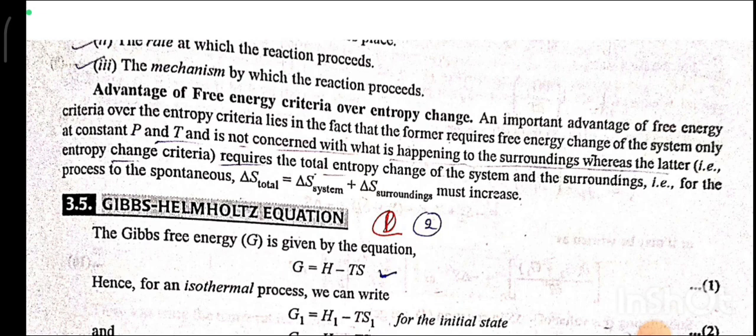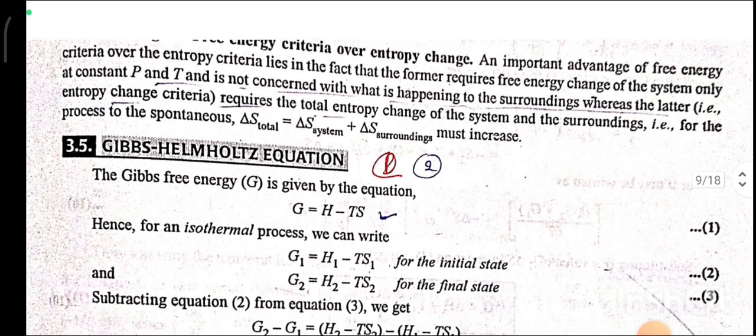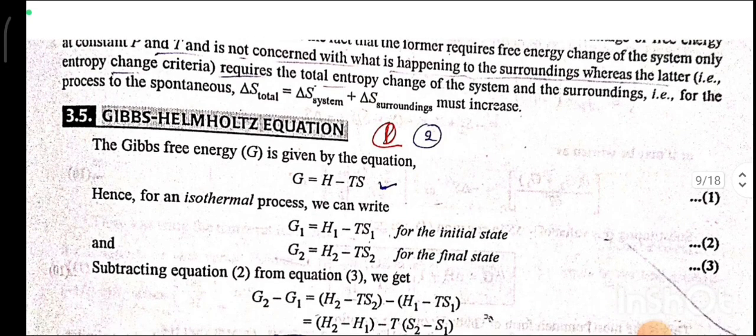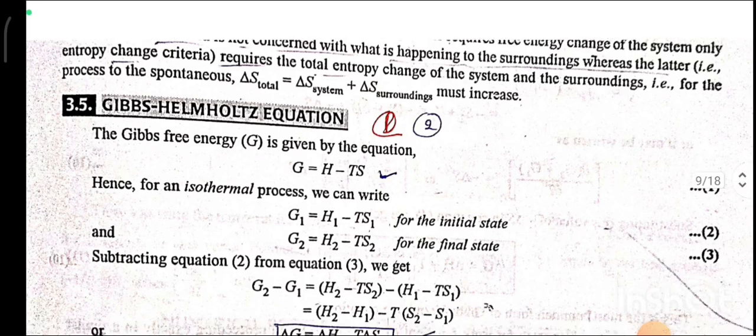The advantage of free energy criteria over the entropy change. An important advantage of free energy criteria over the entropy criteria lies in the fact that the former requires free energy change of the system only at constant P and T and is not concerned with what is happening in the surroundings, whereas the latter, the entropy change criteria, requires the total entropy change of the system and the surroundings. For the process to be spontaneous, delta S total, equal to delta S of system plus delta S of surroundings, must increase.